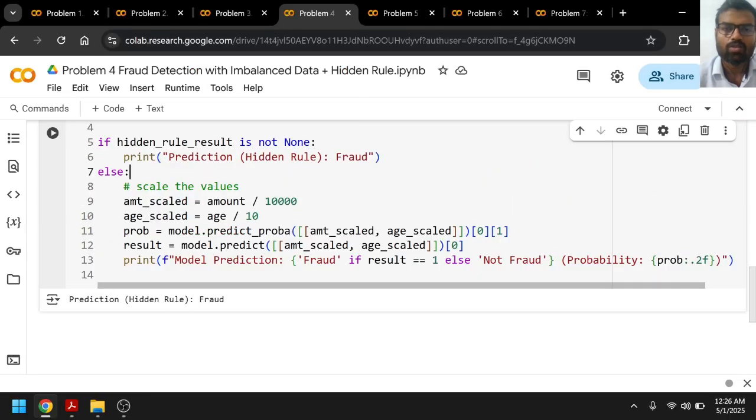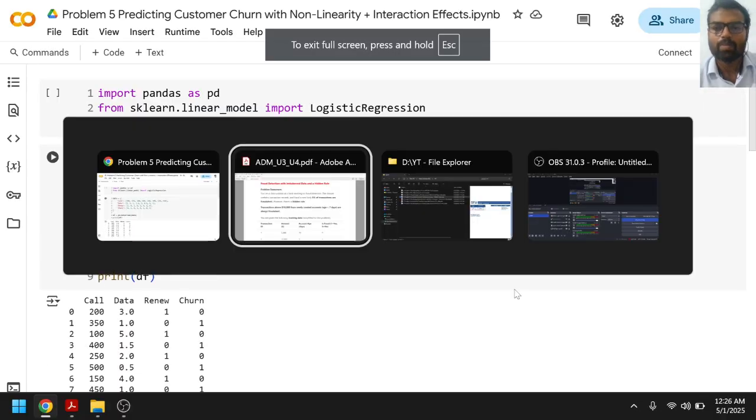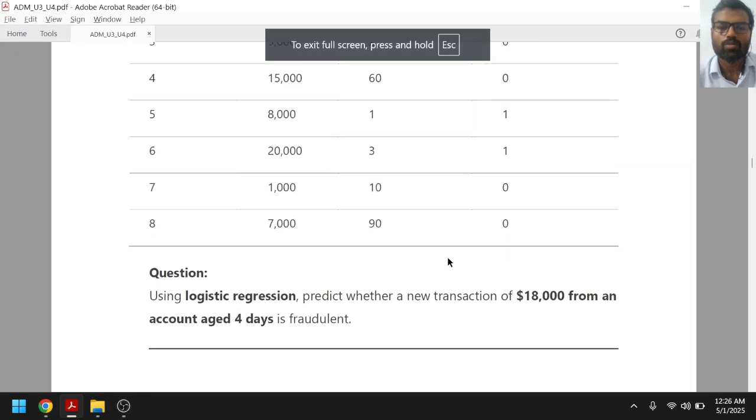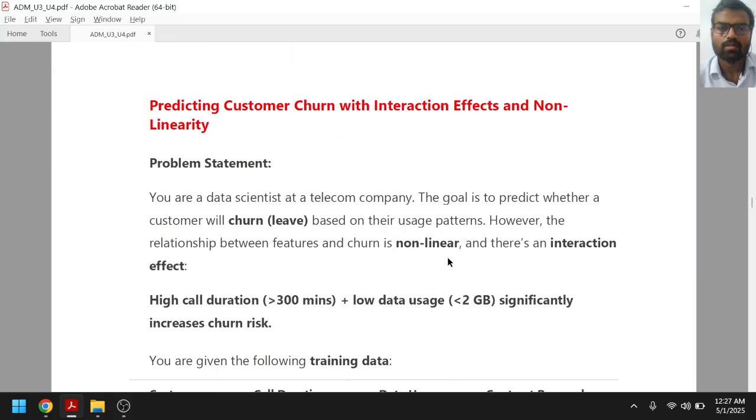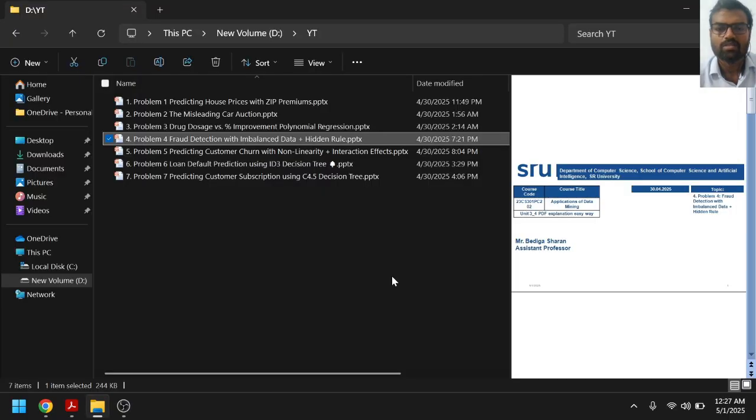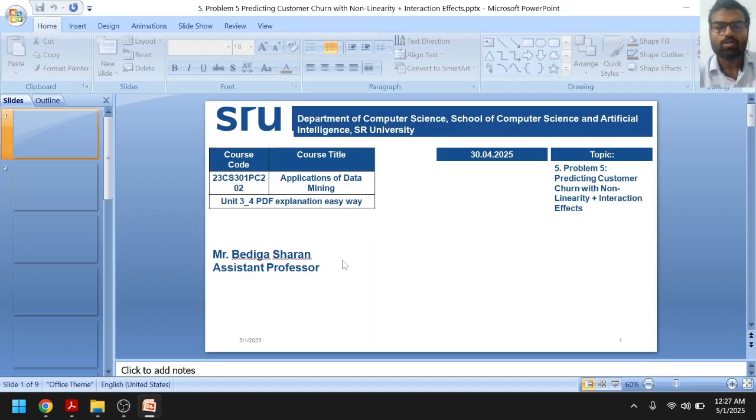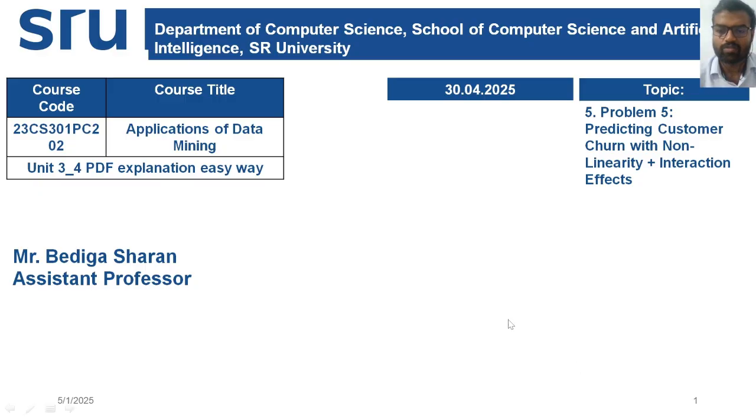Okay, so let's get back into problem 5 now. What is problem 5? Predicting customer churn with interaction effects and non-linearity. What is customer churn? Customer churn means the customer is leaving the service. That is the one we're going to predict.